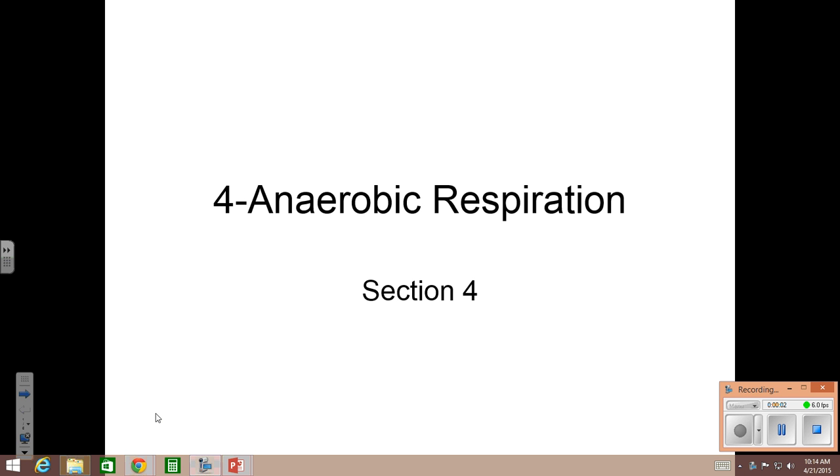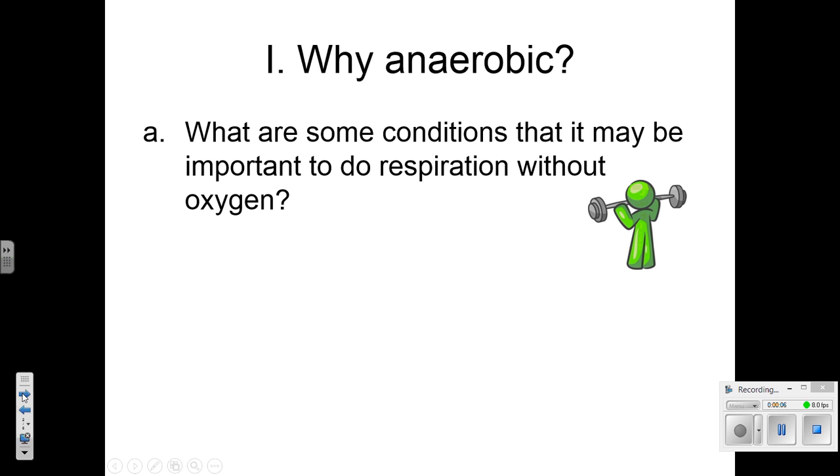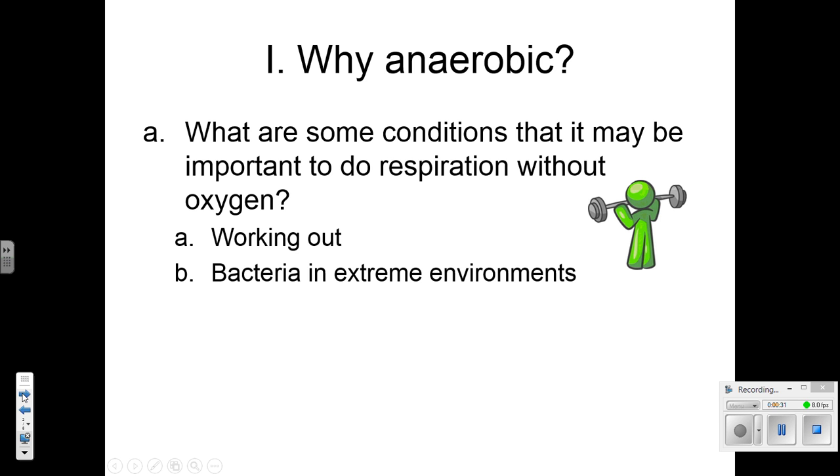Our last section is on anaerobic respiration. And anaerobic, remember, means without oxygen, without air. So, what are some conditions where it may be important to do respiration without oxygen? For example, when you're working out, if you are not breathing properly or you have not thoroughly stretched before a workout, your muscles may be starved of oxygen during that workout.